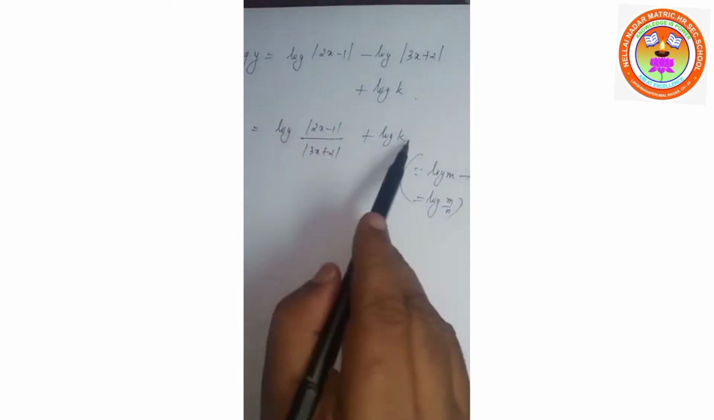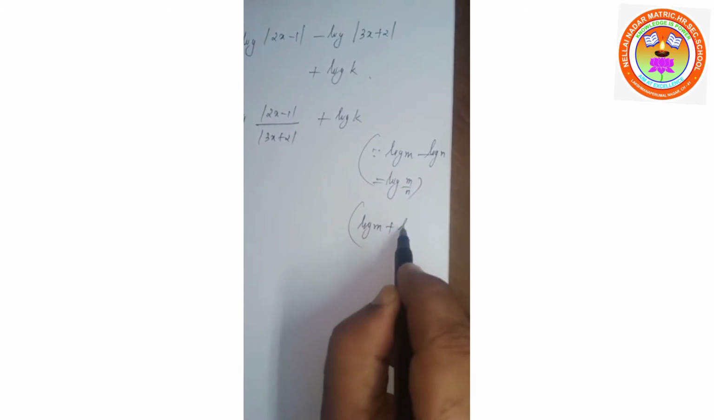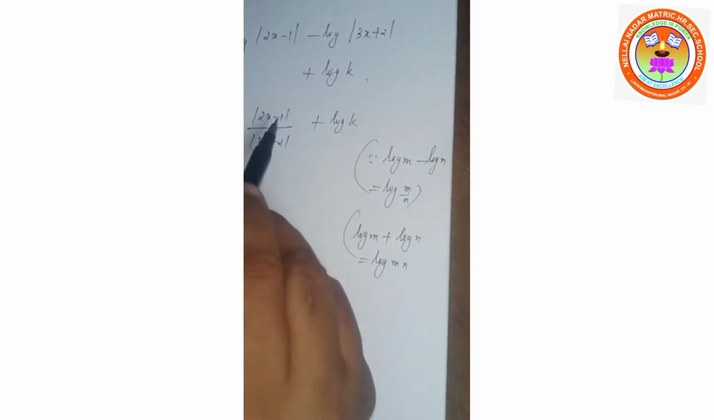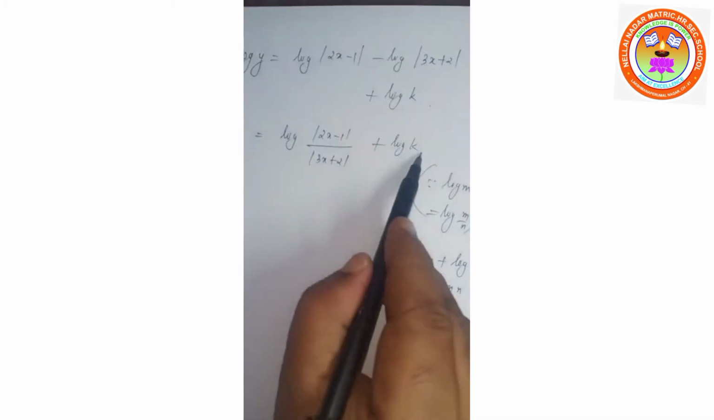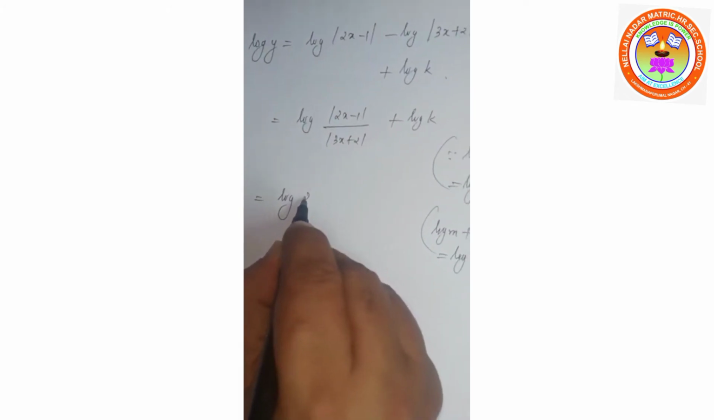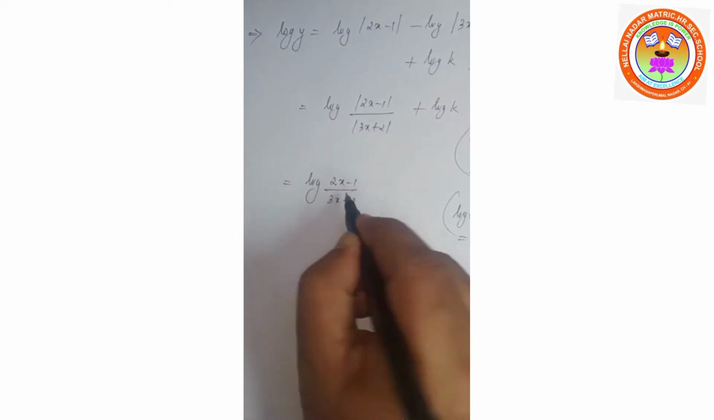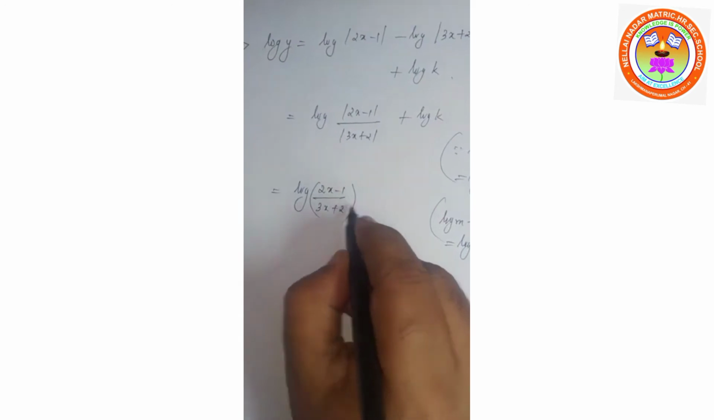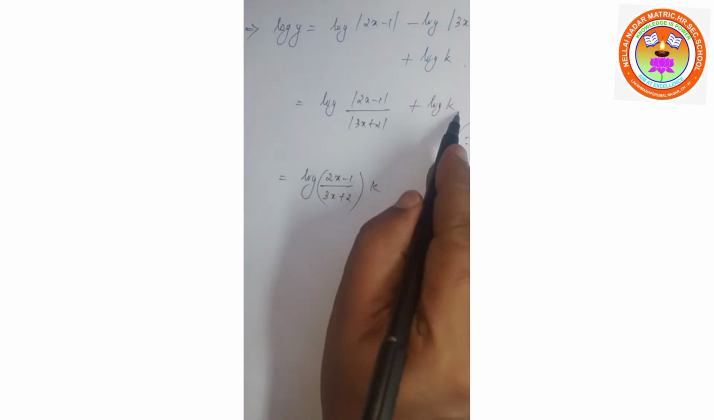Here, addition of logarithms, you have to apply the product rule. Log m plus log n equals log mn. The entire expression should be considered as m, this one is n. So log m plus log n equals log mn. That is (2x minus 1) divided by (3x plus 2). You can eliminate that modulus, you just put those brackets only into k.